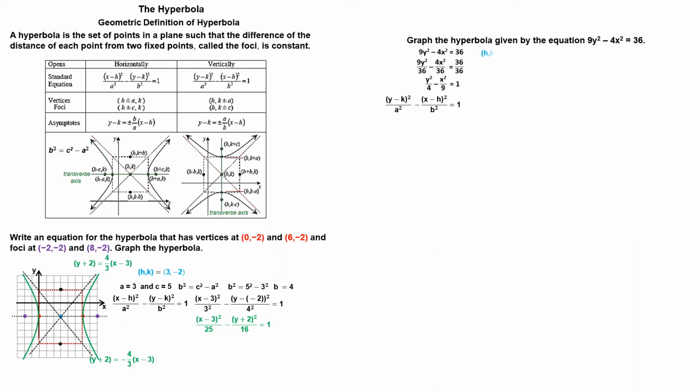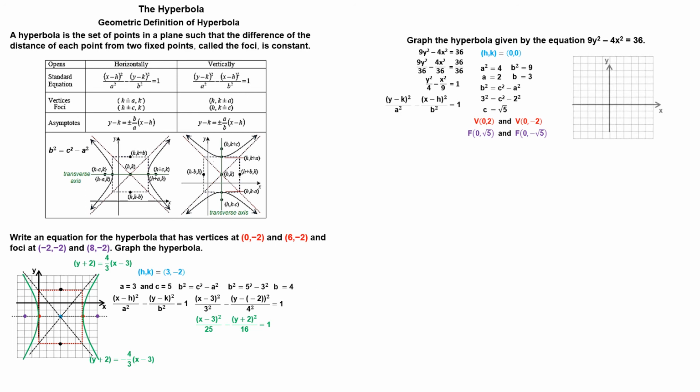This vertical hyperbola, with its center at the origin, has vertices at (0, 2) and (0, -2). The value of b is 3. We can find the value of c. The foci are at (0, square root of 5) and (0, minus square root of 5).